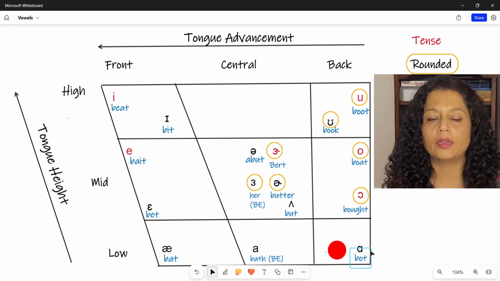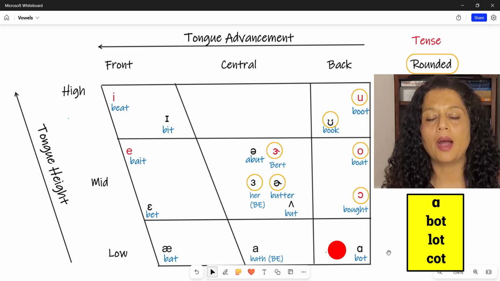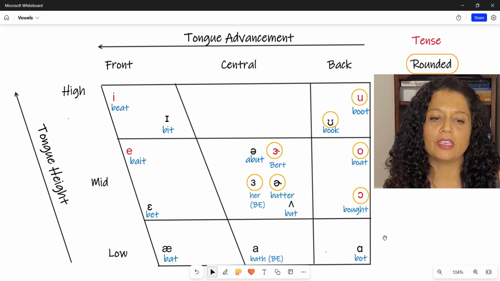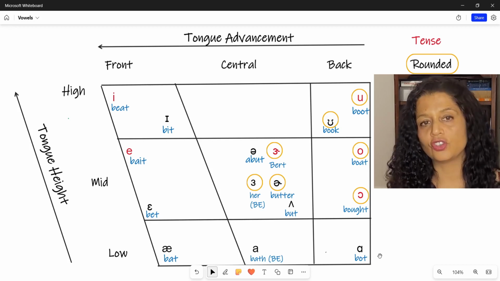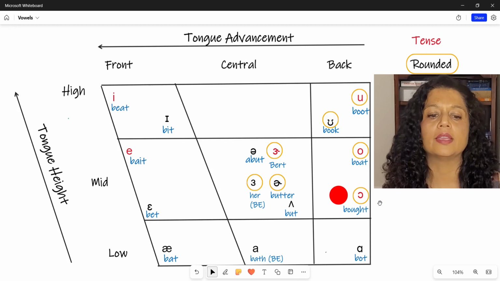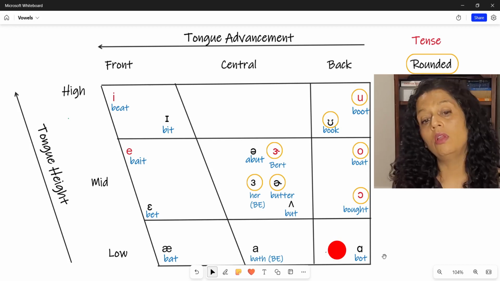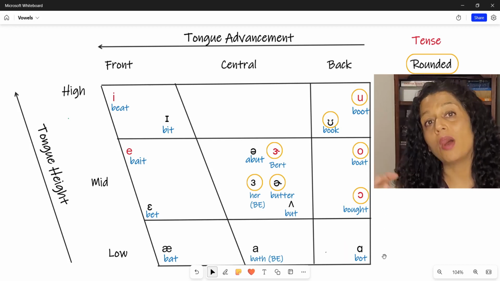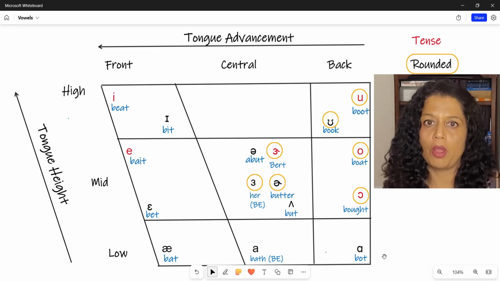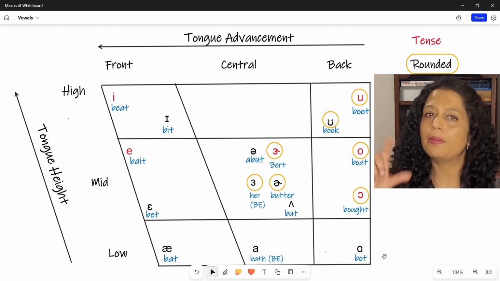Bot, cot, lot. There's something interesting about these two sounds. In American English, there isn't always a clear distinction between the two. So the word bot, like I bought something, and a bot, like a chat bot or a robot, may sound the same.